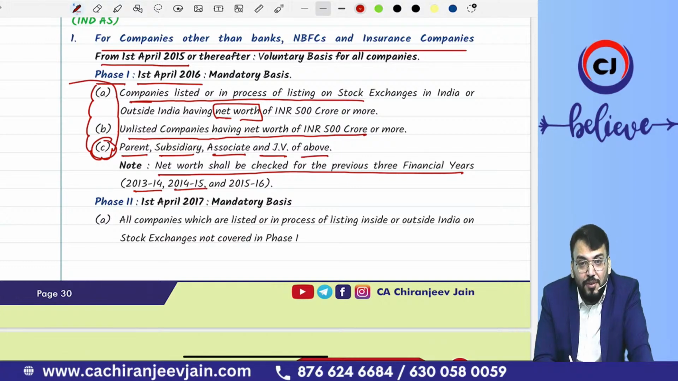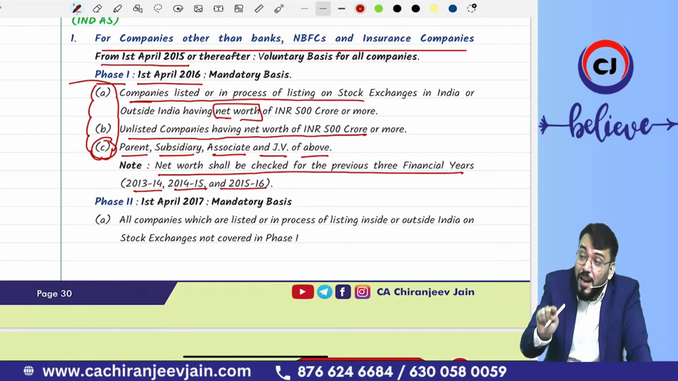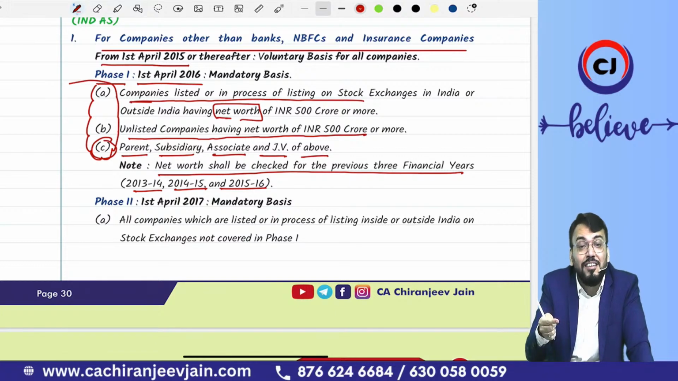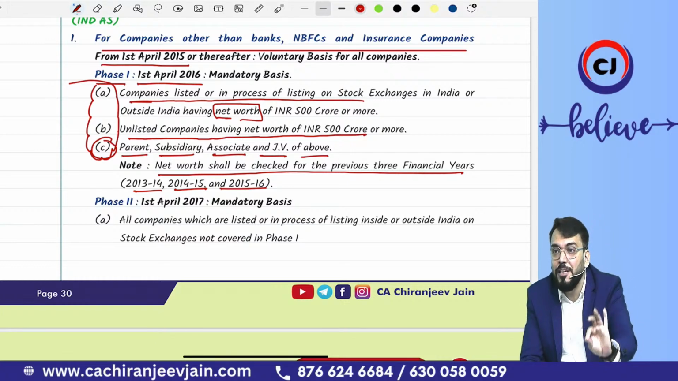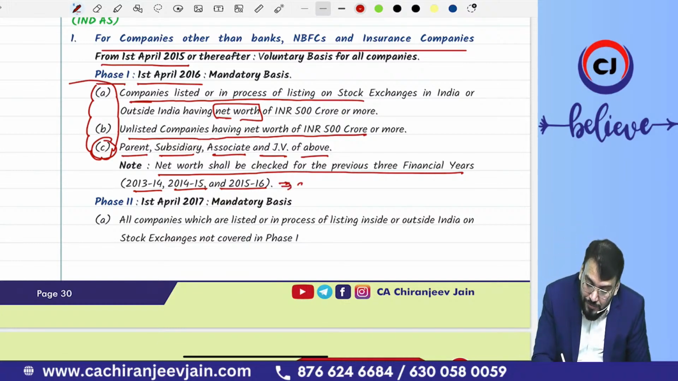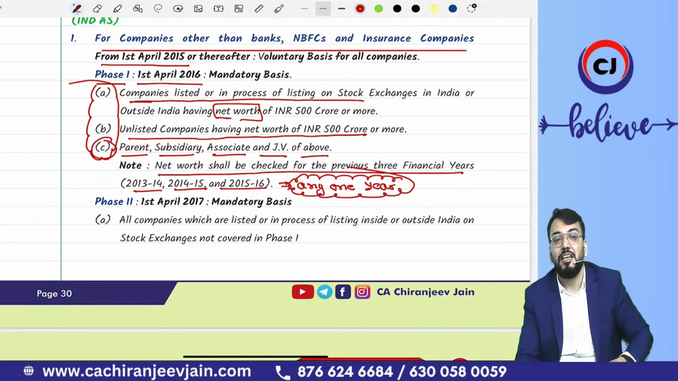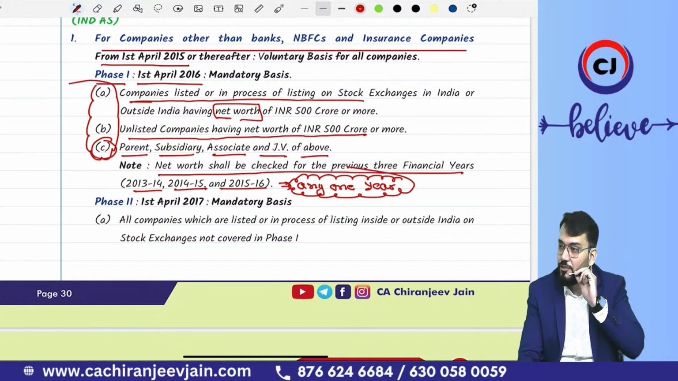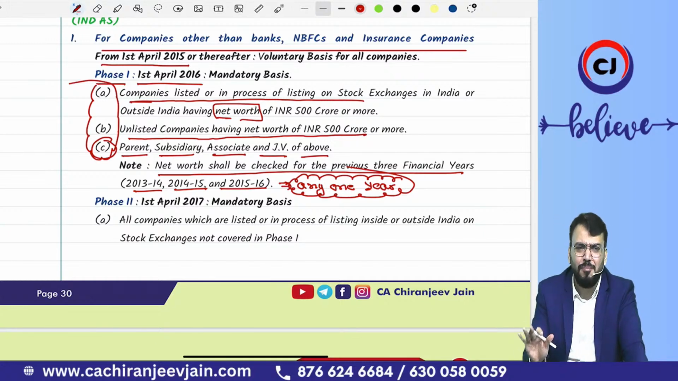13, 14, 14, 15, 15, 16. In any one financial year, if it is 500 crore or more, then Ind AS will be applicable from which date? From 1st April 2016. So in any 1 year, if the condition is satisfied, then Ind AS will be applicable from the respective date. Understood? Correct? Yes, sir. I think simple, nothing to explain.